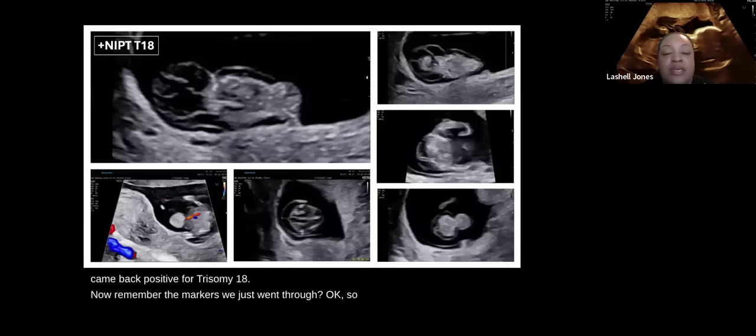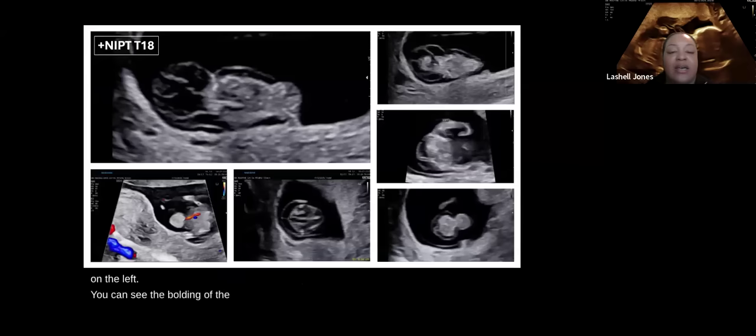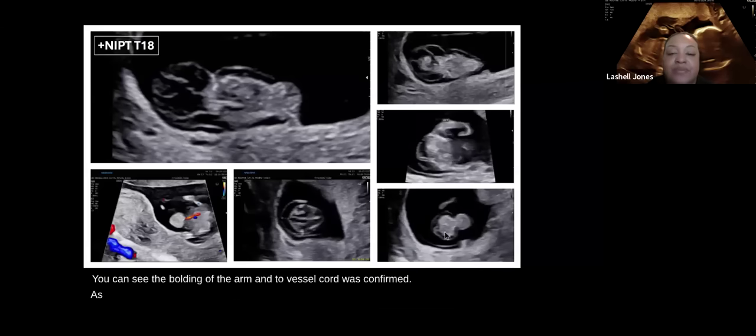Okay, so right away we see a thickened nuchal translucency. It's sort of like a septated cystic hygroma. Look at the arm here on the left. You can see the bullet of the arm, and a two vessel cord was confirmed as well. We can see here an omphalocele.